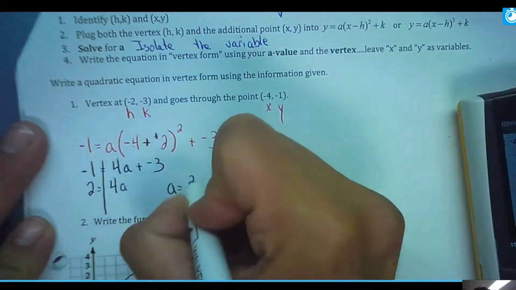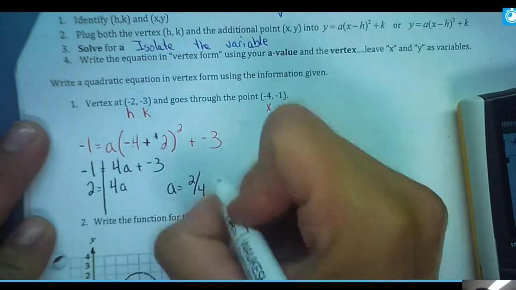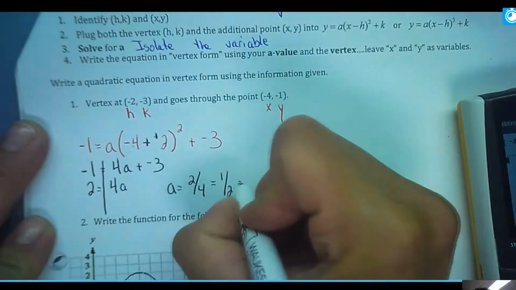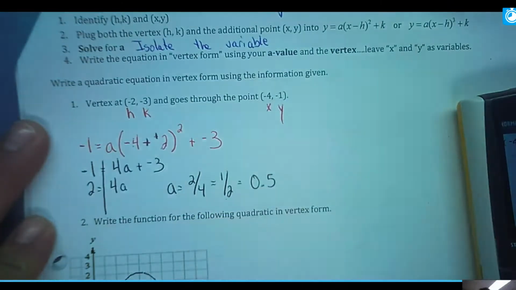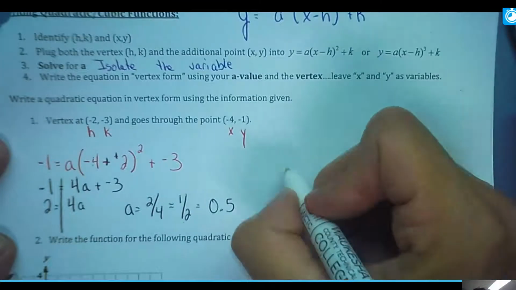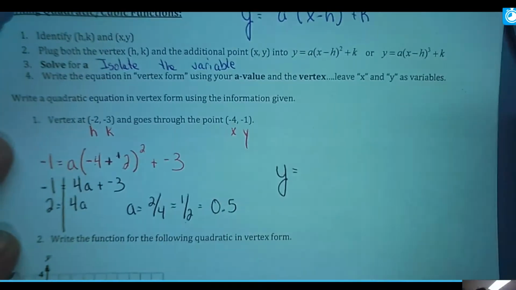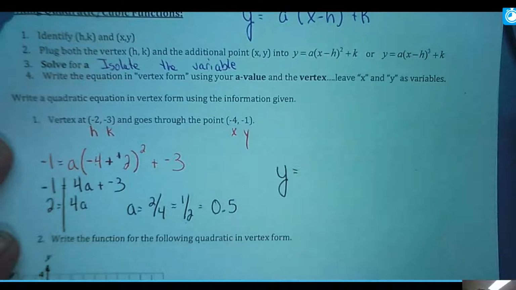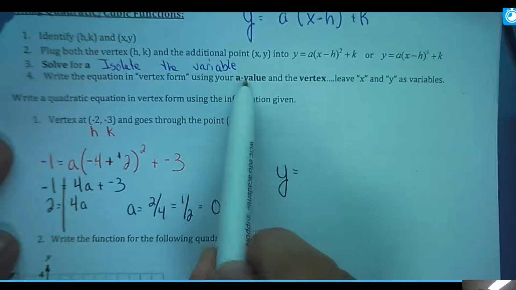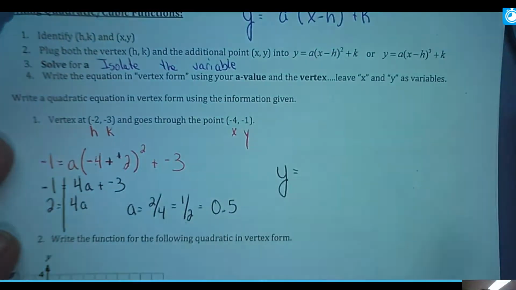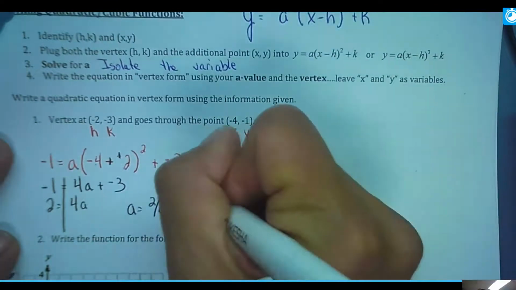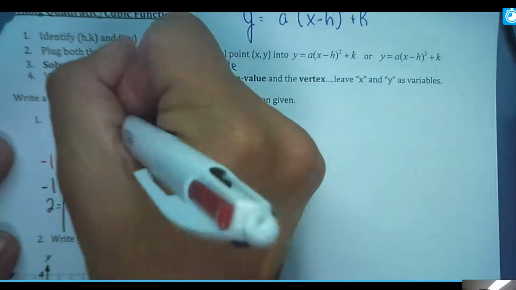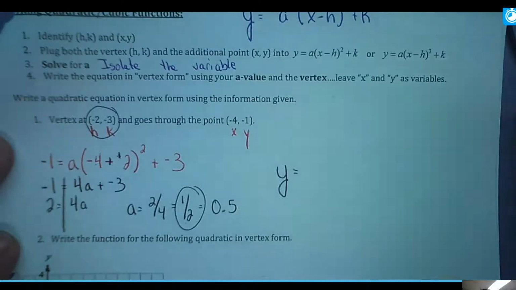So when I'm done, a is 2/4, which you are welcome to leave like that. You can simplify the fraction, and you could also put it as a decimal. So here we go. Y equals, I'm going to write the equation now. I'm not done. So again, when I'm done, I want to substitute a in and the vertex. So I'm going to be substituting this value. I'll use the fraction, and I'll be substituting this into here.